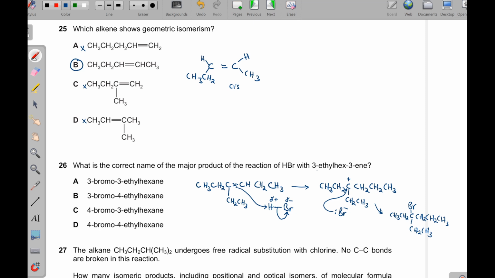So they are saying, what do we get? We need to get this name here. So bromine is on the third one here. So 3-bromo. Then there is also 3-ethyl. Okay. Then hexane. So 3-bromo, 3-ethyl, hexane. That is our answer A.